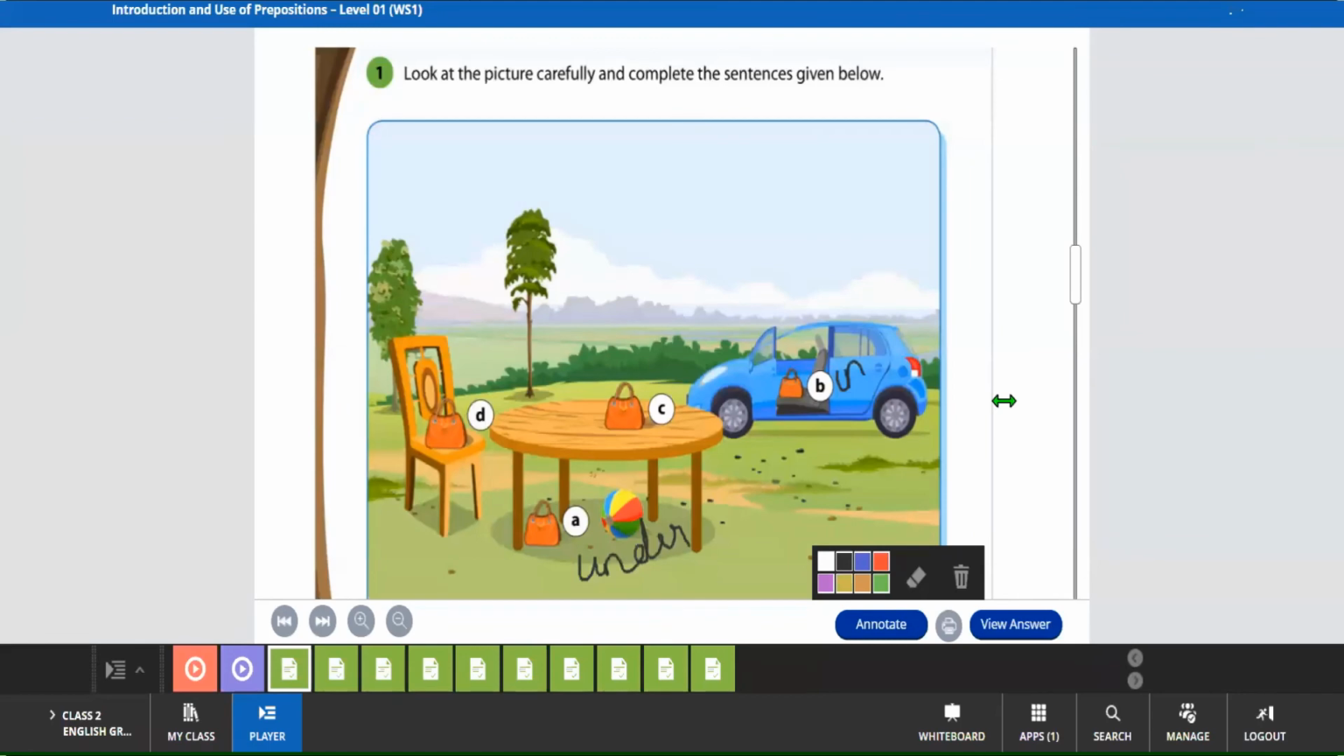Who is going to tell me position C? Yes, Naira, tell me position C of the bag. On the table. Very good. On the table. Absolutely correct. Very good. Who is going to tell me position D?